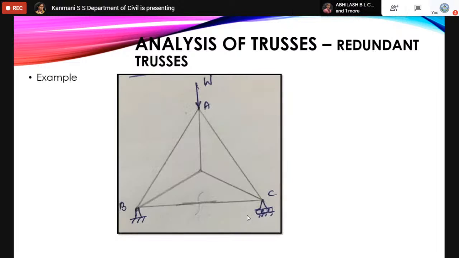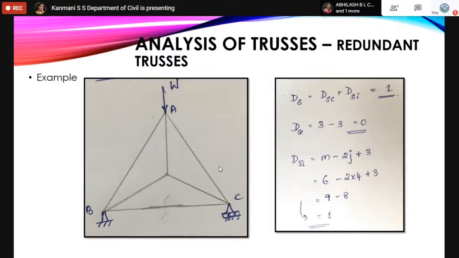I have taken some example here. We have a truss here where the truss is having the members. If I count 1, 2, 3, 4, 5, 6 members, and the joints are 1, 2, 3, 4 joints. So the degree of indeterminacy works out to be 6 minus 4 into 2 plus 3. 4 into 2 is 8. 6 plus 3 is 9. 9 minus 8 will become 1. So this is the degree of indeterminacy we will get.